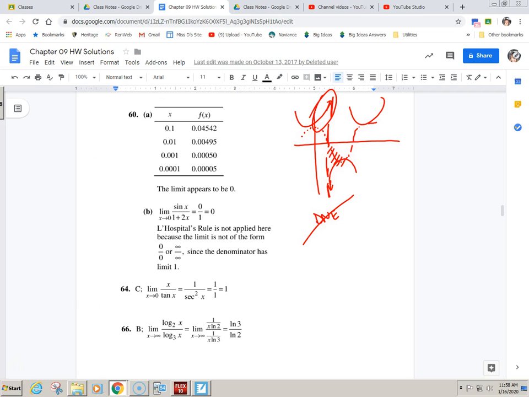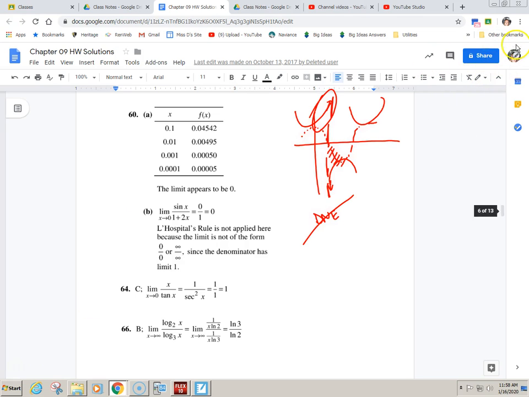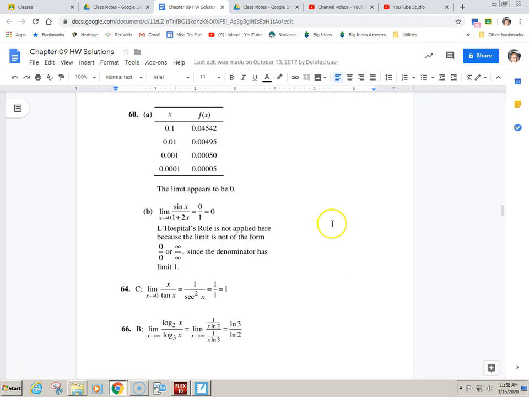Number 60 appears to be 0 in letter A. But what did you notice in letter B? Oh, if they truly, I don't know if tricking is the right word, but if they got you. Mathematically, the limit is 1.